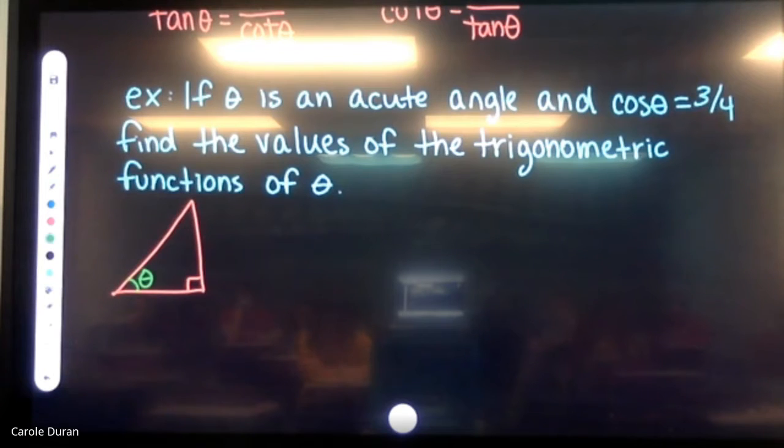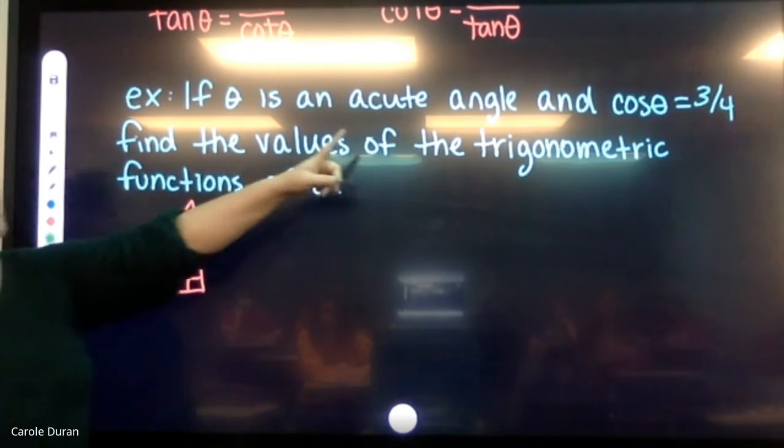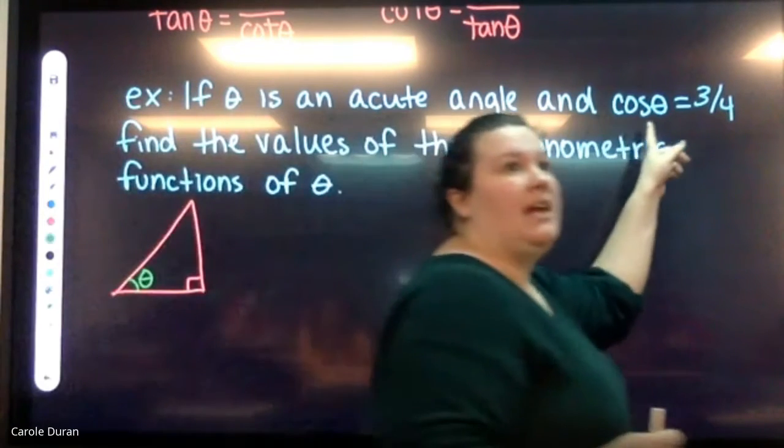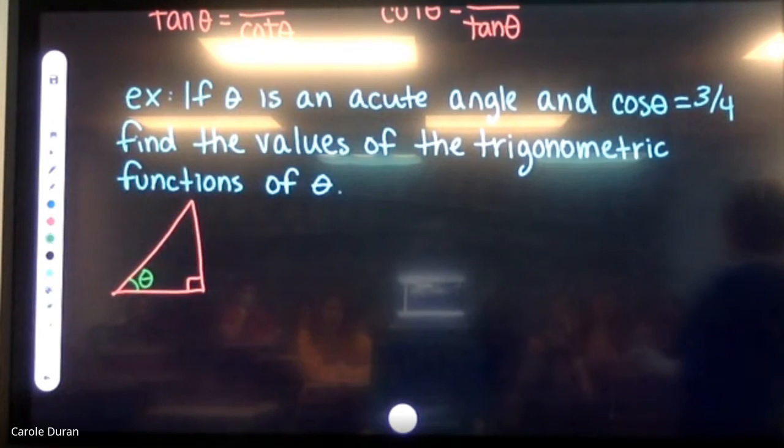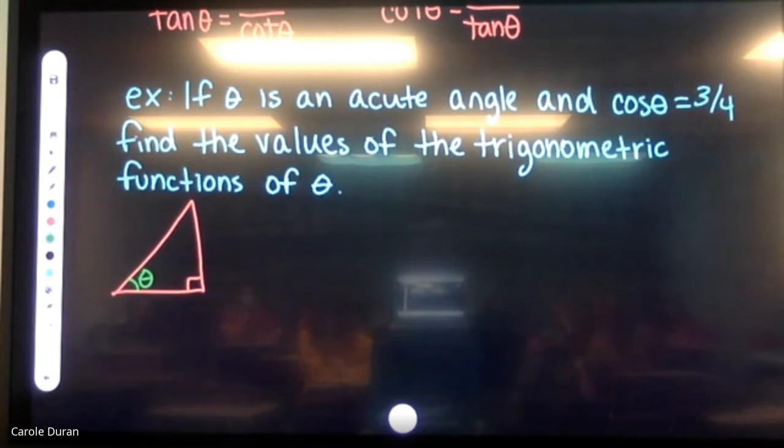If I want to solve this triangle for all 6 of my trig functions, I have to know all 3 sides. Do I have all 3 sides right now? But I do have how many of them? 2. So I need to go to this cosine, and I need to identify which 2 sides I have been given. What is cosine? It's what over what?